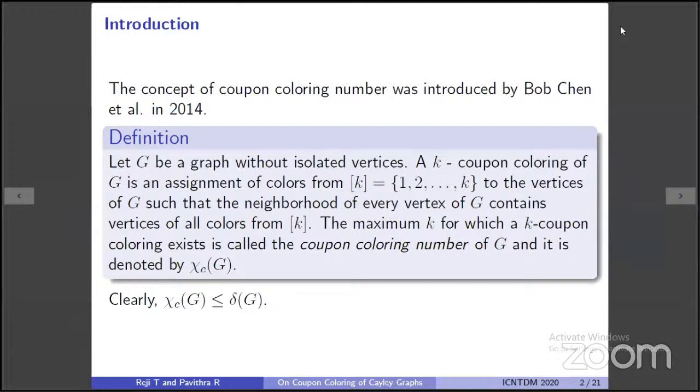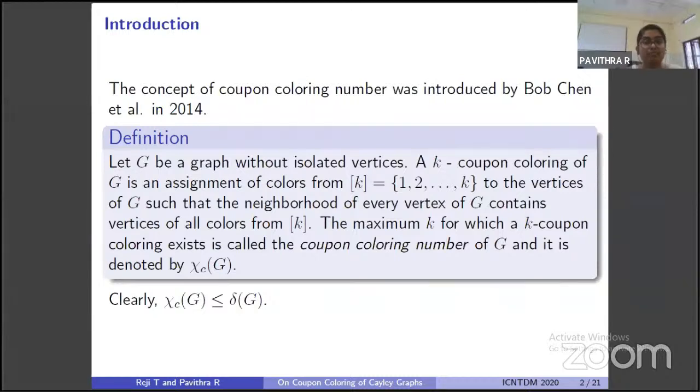In coupon coloring, ma'am, please see the definition. A coupon coloring of a graph G is an assignment of colors from the set 1, 2, 3, up to K to the vertices of G such that the neighborhood of every vertex of G contains vertices of all colors from 1 to K. Suppose that we are considering a vertex with color 1, then that vertex should be adjacent to vertices of colors 1, 2, 3, up to K. So a one colored vertex must be adjacent to a one colored vertex. So that is why it is an improper coloring.